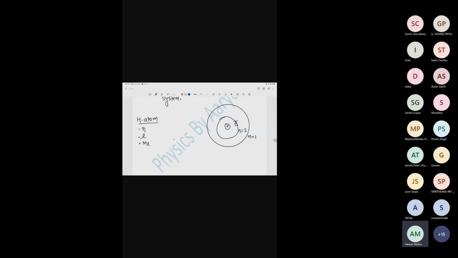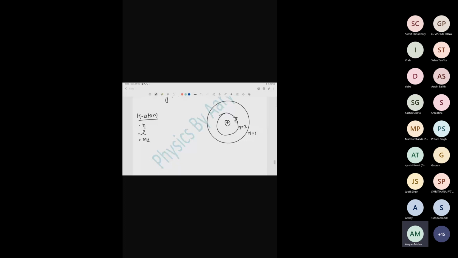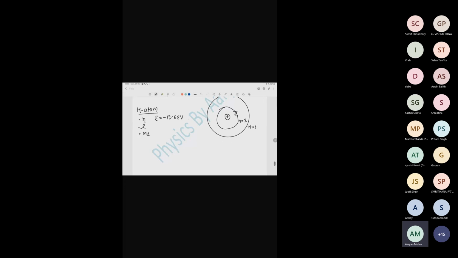Now what do these quantum numbers give you information about? What state do you want to know? If I tell you the energy of your hydrogen atom is minus 13.6 electron volts, and I just give you this information, in which state is your electron? Can you tell me that? Ground state. So we say it's a ground state.